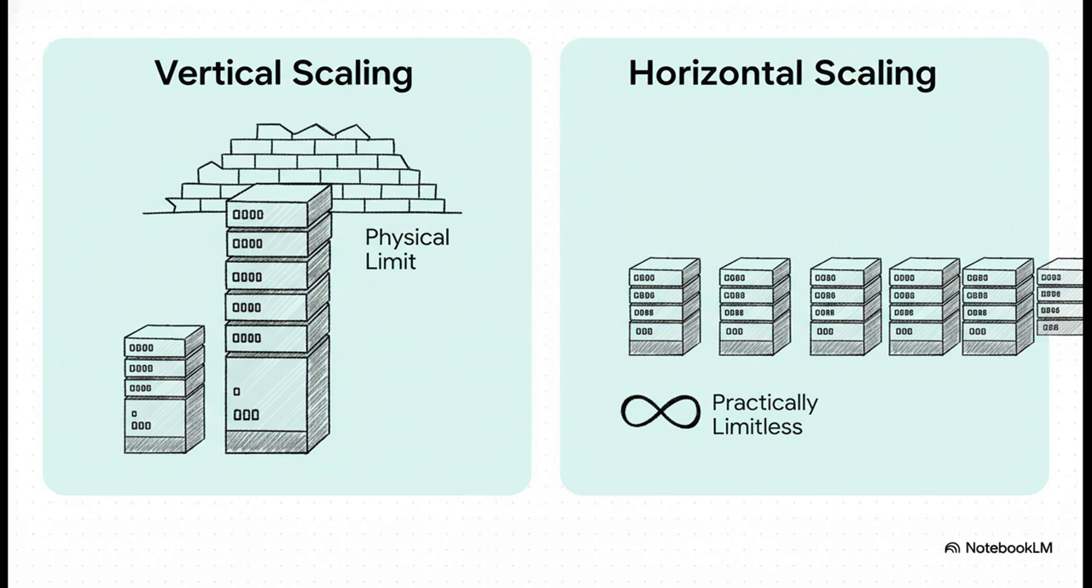The other way is horizontal scaling. Instead of one giant supercomputer, you just add more and more smaller, cheaper machines to the team, and you spread the work across all of them. And the beauty of this is it's practically limitless. You can just keep adding more machines.